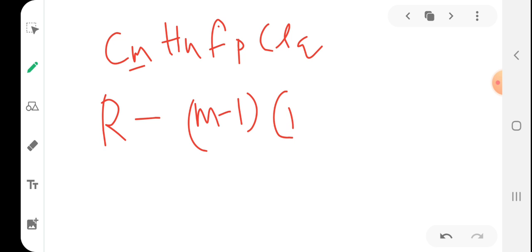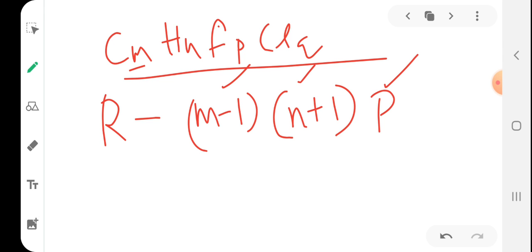Second number should be n plus 1, and third number should be directly p itself. So R will be followed by 3 digits. The first digit should be m minus 1, second digit should be n plus 1, and third digit should be p. Okay, so you may know the relationship between m, n and p, right?